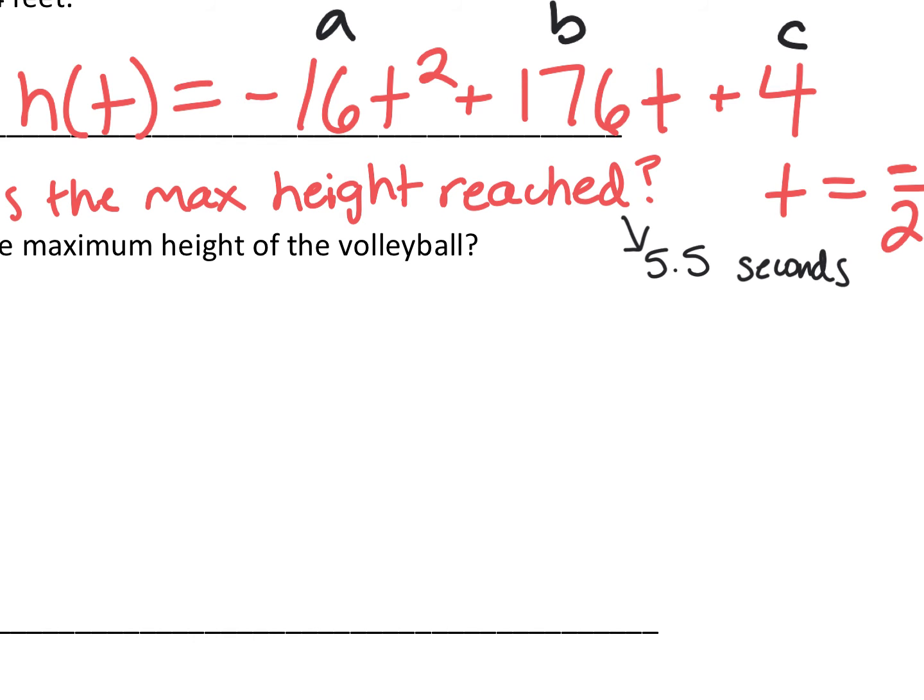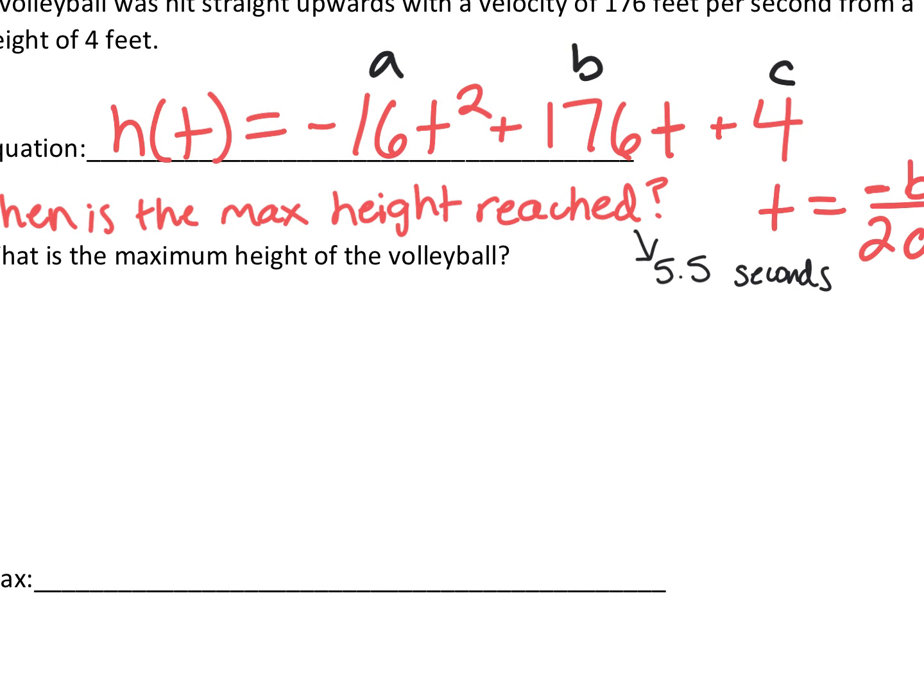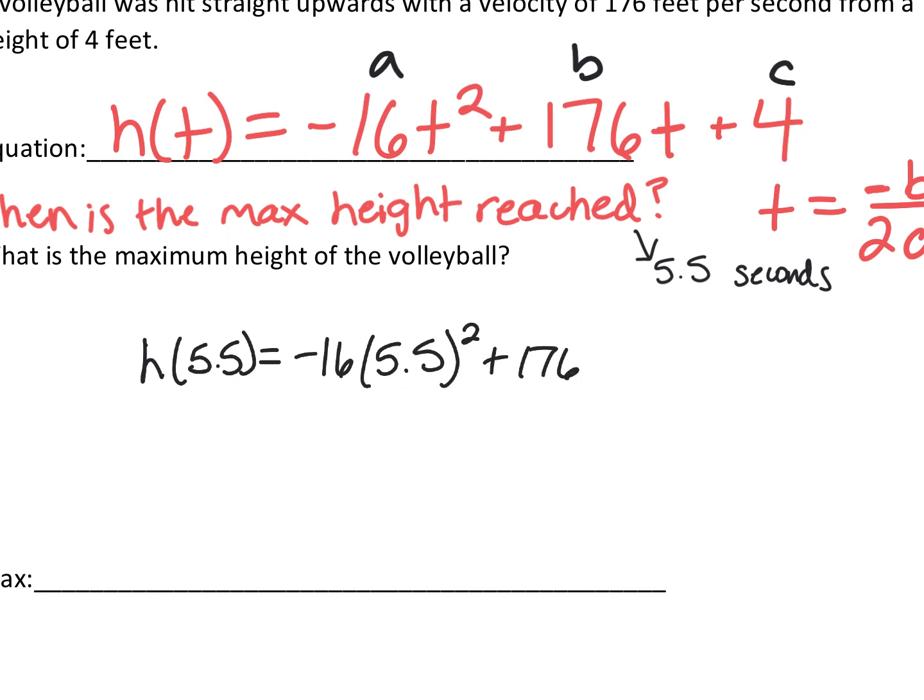Okay, so we found seconds. We found the t value, or in this case, it's similar to the x value, right? So how do you think we would find the height? If we knew x before, how did we find y? Just plug it in. So we're just going to plug in 5.5 for t. So the height at 5.5 is going to equal negative 16 times 5.5 squared plus 176 times 5.5 plus 4.